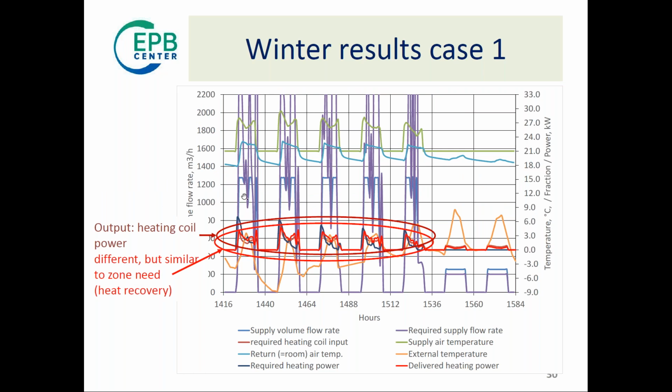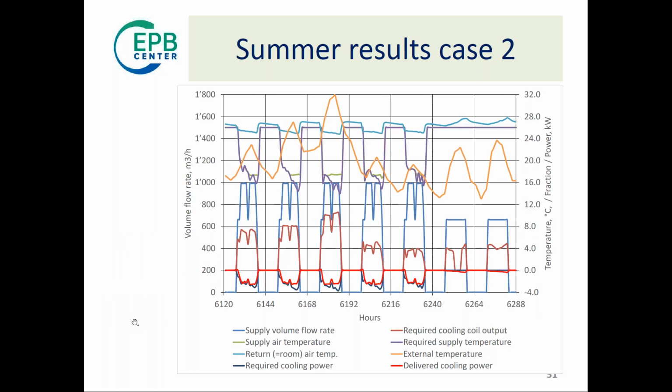And again, the output is the heating coil power, which here is much more similar to the zone need. The reason is we do not have some moisture influence, and the other thing is we have a heat recovery, which brings it much closer to the building needs.